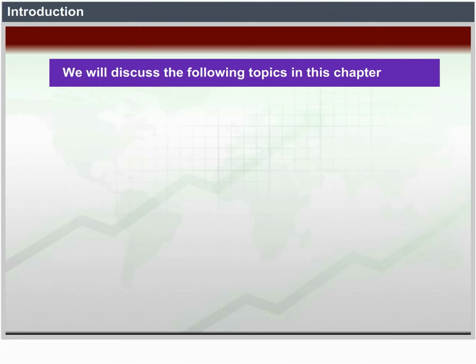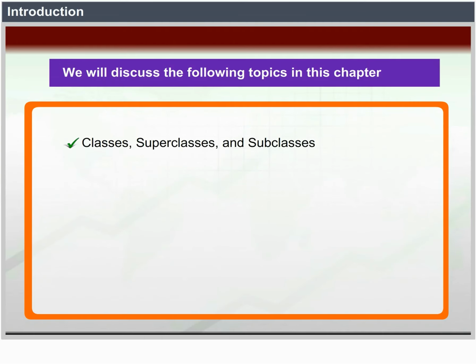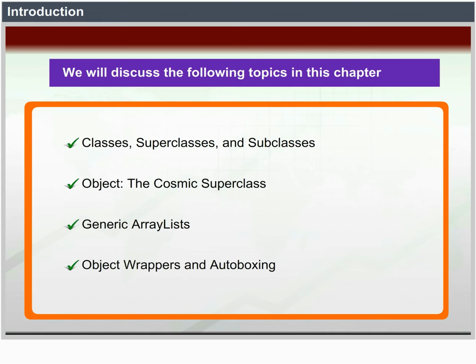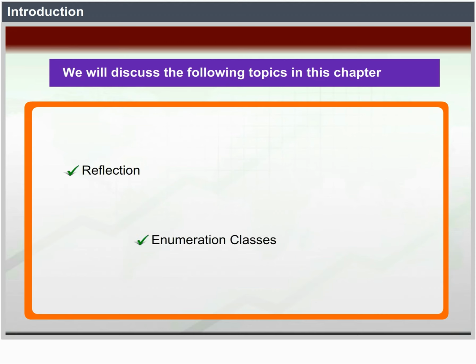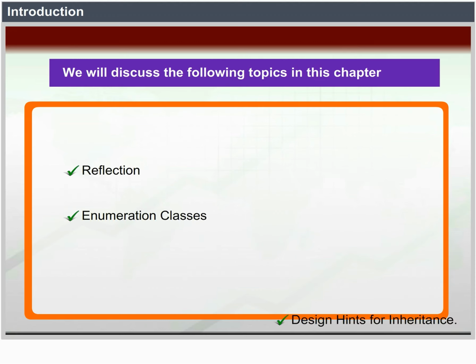Introduction. We will discuss the following topics in this chapter: classes, superclasses and subclasses, Object, the cosmic superclass, generic array list, object wrappers and autoboxing, reflection, enumeration classes, design hints for inheritance.